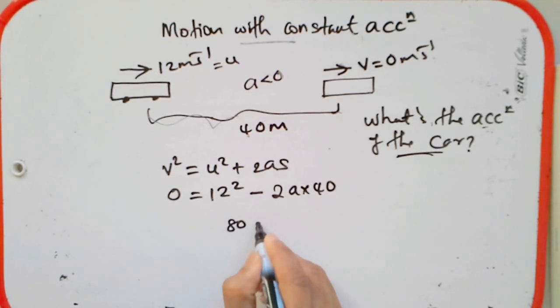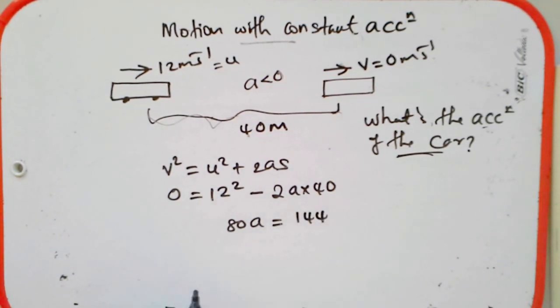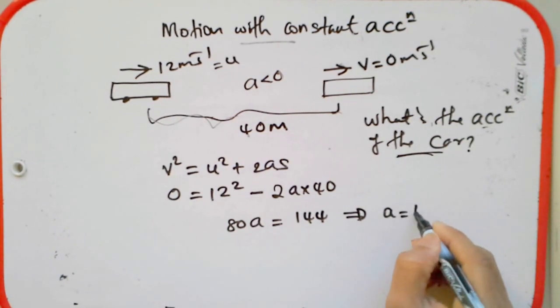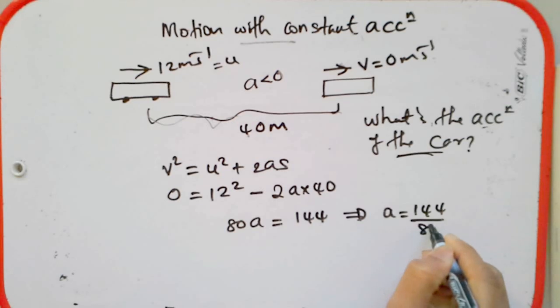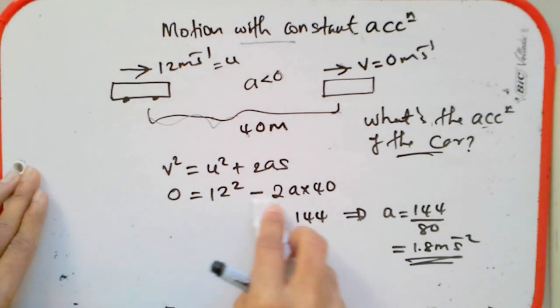So 80a is equal to 12 squared, which is 144. From here I can say a is equal to what? 144 divided by 80. What's the answer? It is 1.8 m s^-2. Okay, so this is the acceleration of the car. So we'll move to the next question.